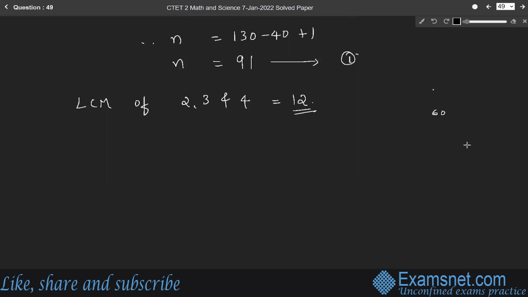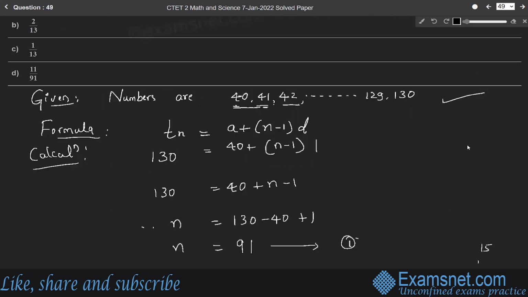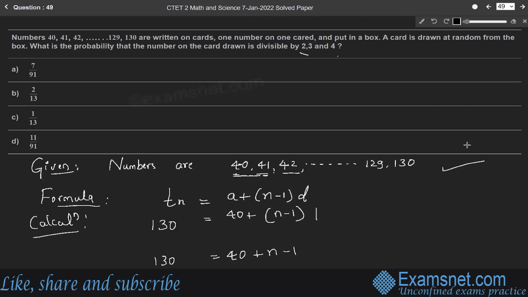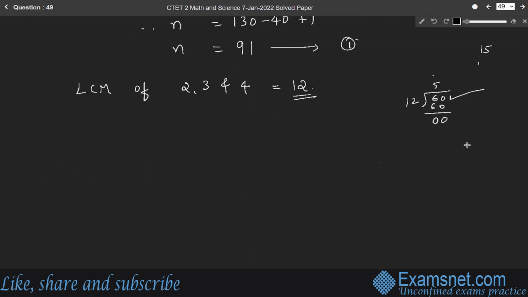For example, 60. 60 is divisible by 12, 12 into 5 is 60. Then 60 is divisible by all three numbers: 2 into 30 is 60, 3 into 20 is 60, 4 into 15 is 60. So therefore, if some numbers between 40 to 130 are divisible by the LCM of 2, 3, and 4, that is 12, then those numbers are divisible by all three numbers, 2, 3, and 4. For that, we need the LCM. The LCM of 2, 3, and 4 is 12, right?